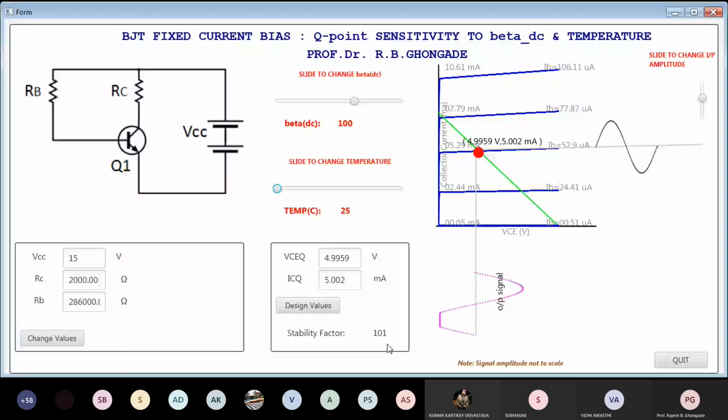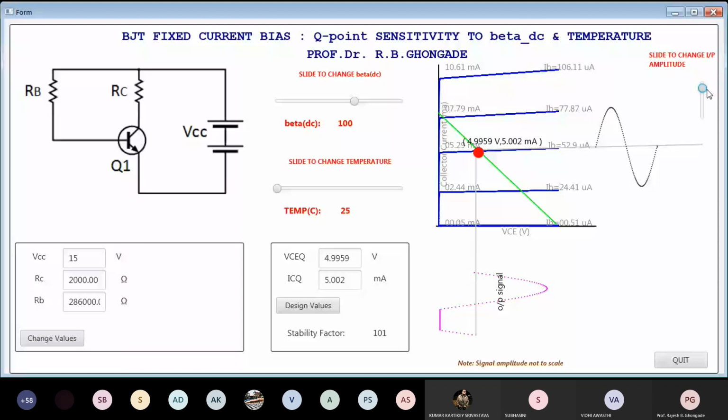We've already said that a stability factor greater than 50 is bad. So the stability factor here is 101, and so this particular circuit is not at all a good choice for amplification. Why? Because my signal is not going to be amplified faithfully. It is going to be clipped off like this.